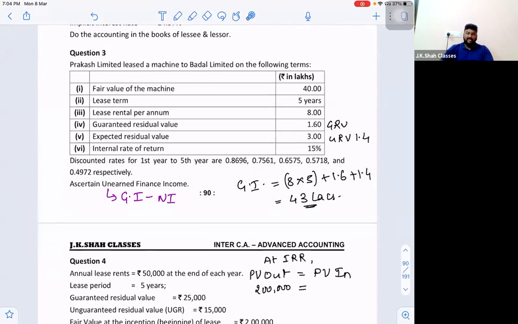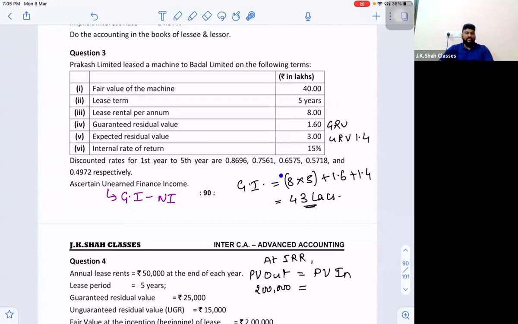What is gross investment? Gross investment is MLP plus URV. And what is MLP? MLP is lease rentals plus guaranteed value. So technically, lease rental, guaranteed value, unguaranteed value, all the three are given in the question. So I can work out my gross investment immediately.